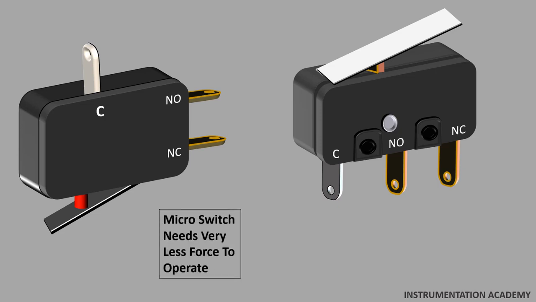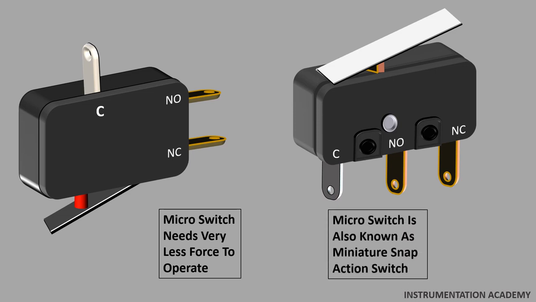A micro switch needs very little force to operate. It operates at a very rapid speed. A micro switch is also known as a miniature snap action switch. Micro limit switches are available in different case styles and with different operating levers.